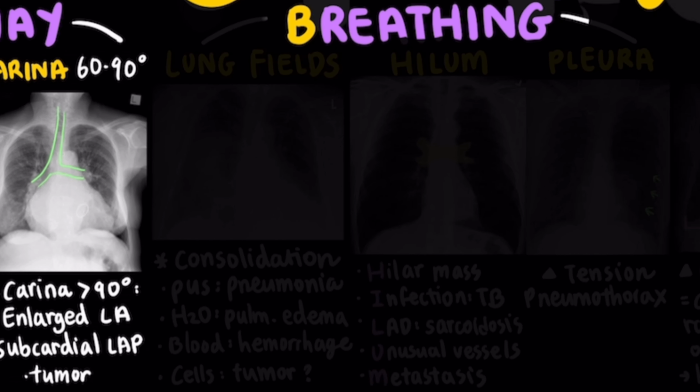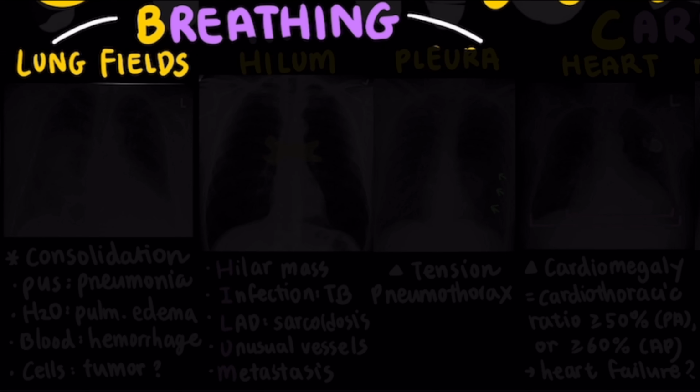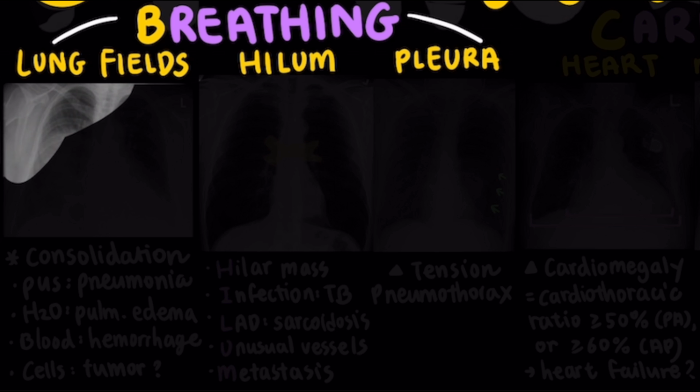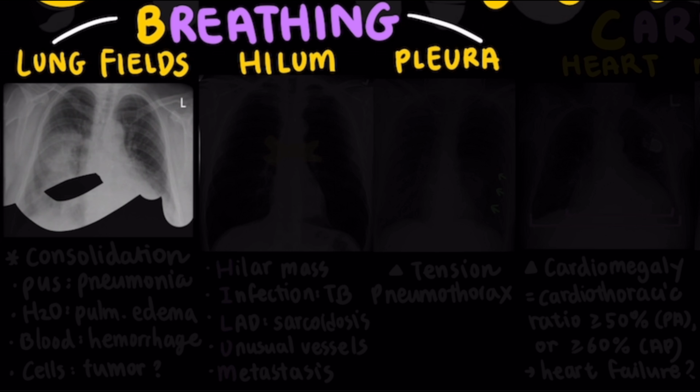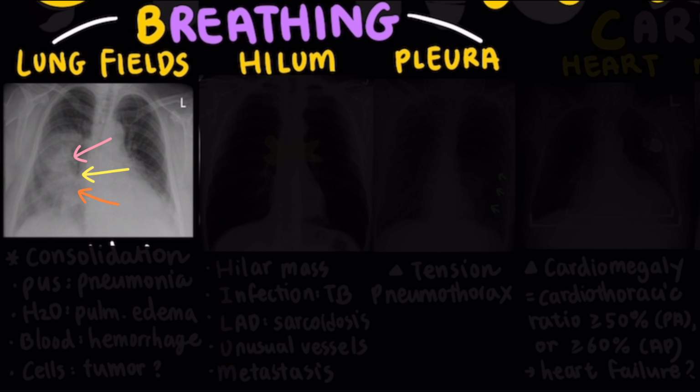Next, let's move on to B for breathing. This includes the lung fields, the hilum, and the pleura. Start by inspecting the lung fields on both sides. You're looking for symmetry, normal aeration, and any abnormal opacities. Consolidation appears as a dense white area that obscures the normal lung markings.